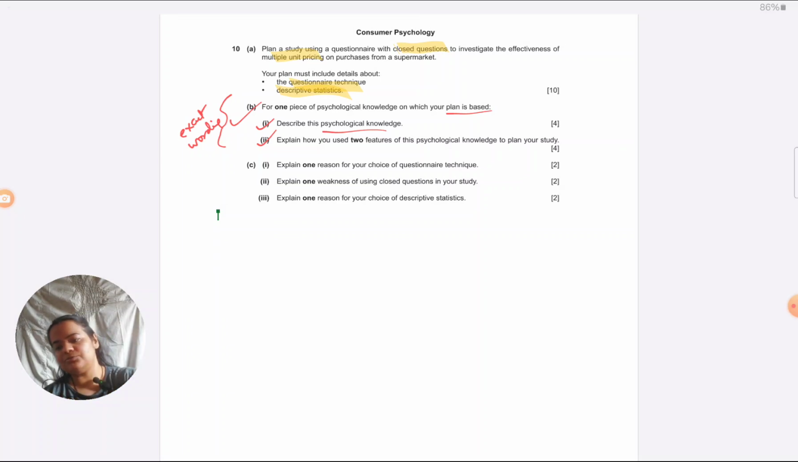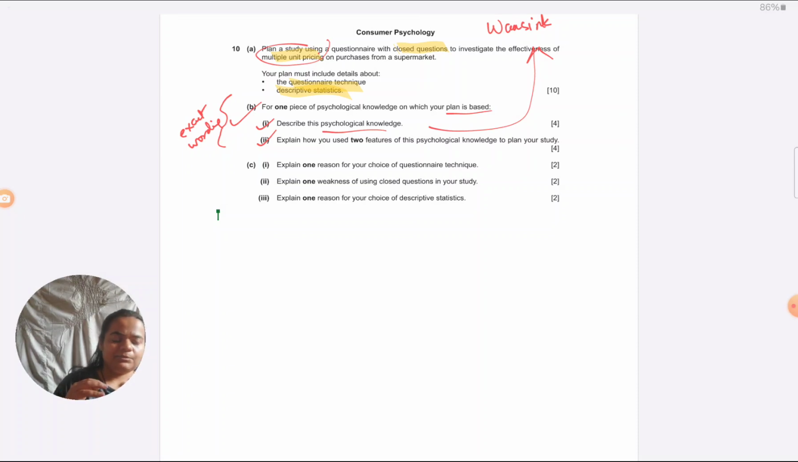Now, here they've asked you to design a study on multiple unit pricing. So, you need to think back to your syllabus, which is that part in which you have seen multiple unit pricing. So, you've seen it under sales techniques. Specifically, you've seen a study by Van Sink et al., in which there were two lab and two field experiments. In the first field experiment, they had manipulated multiple unit pricing. So, this is the psychological knowledge on which you need to base your study.